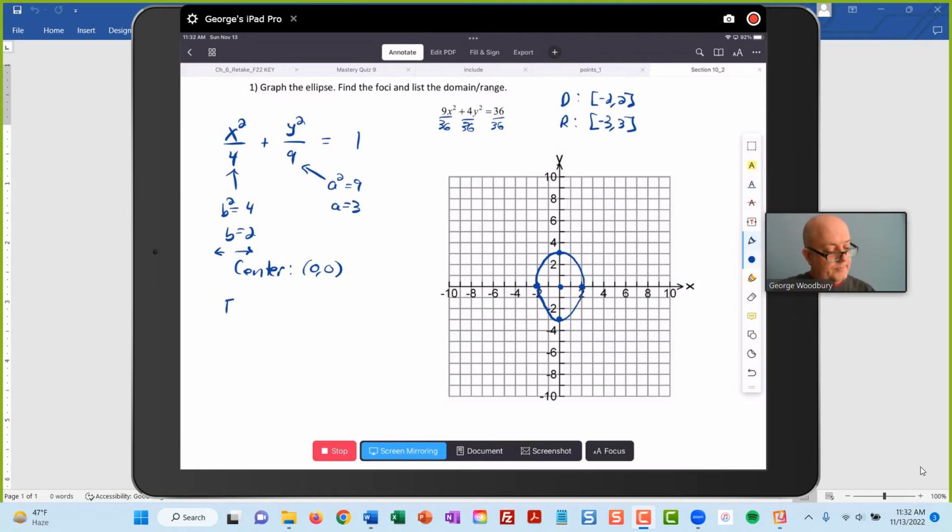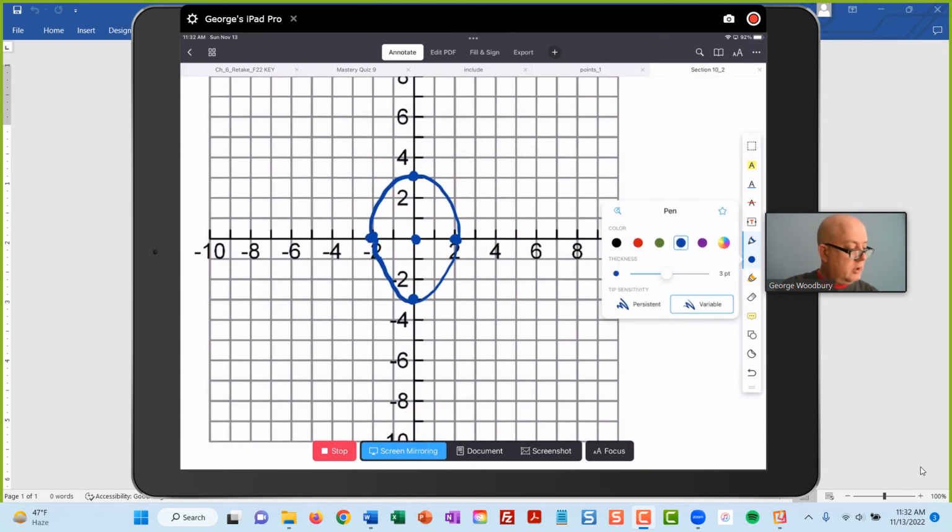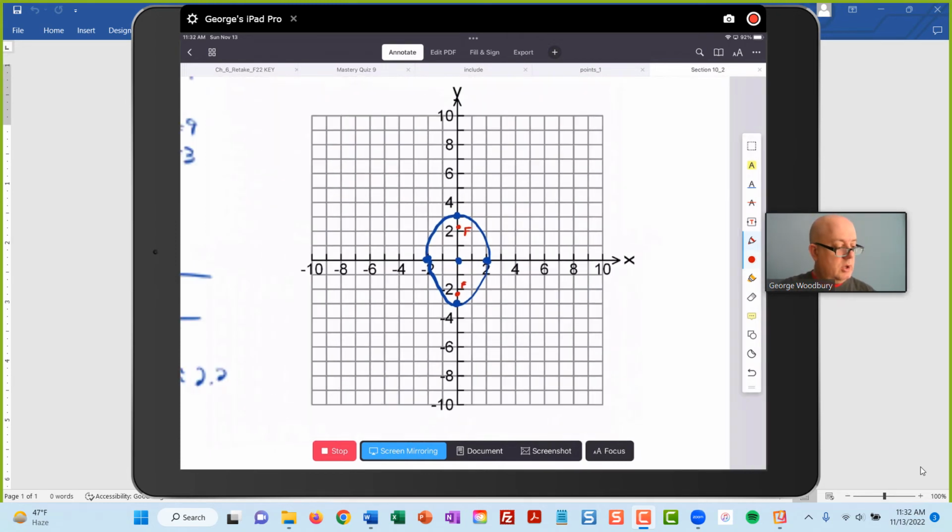For the foci, c equals the square root of a squared minus b squared. So in this problem, that's going to be the square root of 9 minus 4, or the square root of 5. Now, the square root of 5 is about 2.2. So if we zoom in on the graph, the foci are going to be 2.2 above and below the center, like that. Right.